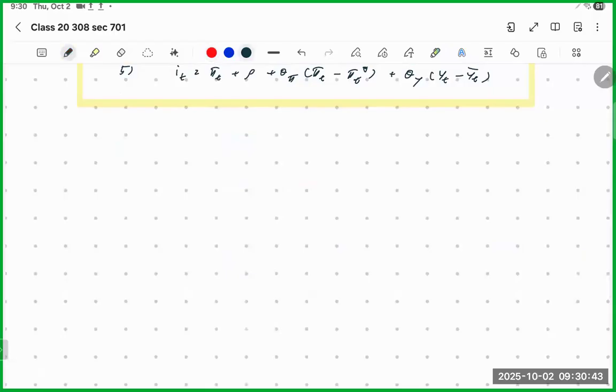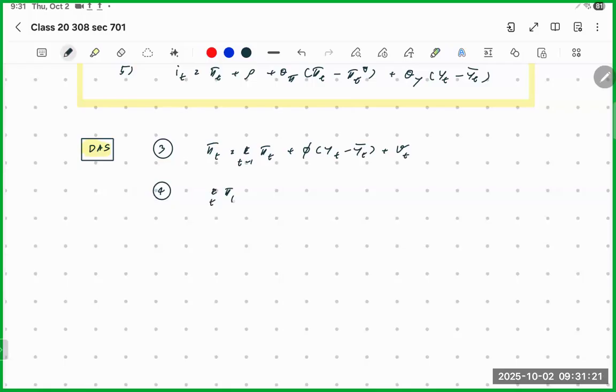Today we're going to use these five equations to find the dynamic aggregate supply equation. It is the first thing we're going to do today. In order to find it, we're going to bring equation 3 here, which is pi t equals expected t minus 1 pi t plus phi times (yt minus yt bar) plus vt. And then I'm going to bring equation 4 here. Equation 4 is expected t pi t plus 1 equals pi t.